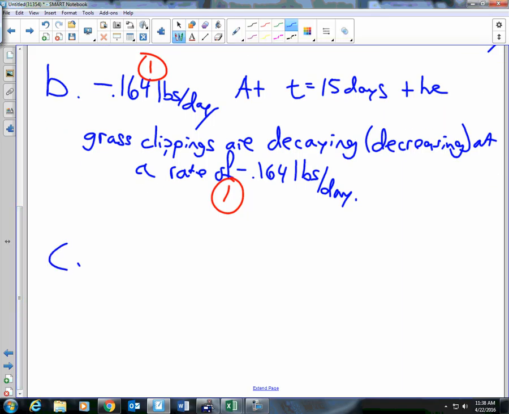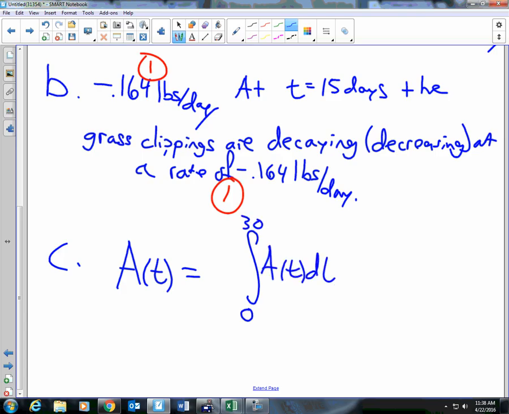Part C says, find the time t for which the amount of grass clippings in the bin is equal to the average amount of grass clippings in the bin. So when the amount is equal to, what do we write for average amount? What is our formula for average amount? Integral from a to b, or 0 to 30, of the amount function. And then what has to go in front? 1 over b minus a, which is 1 over 30. When are those two things equal to each other? That's what we want to know.